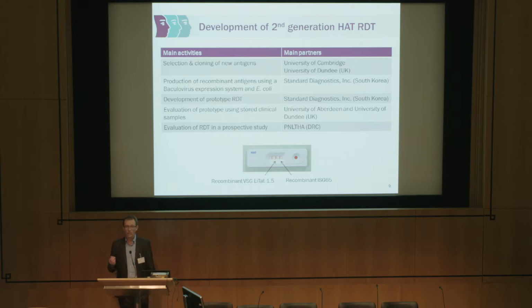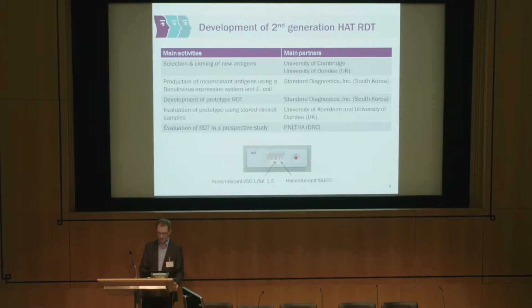So briefly, what we did to develop this second-generation test was first to select and clone new antigens, and that was done in collaboration with the University of Cambridge and the University of Dundee. Then produce recombinant antigens in South Korea at Standard Diagnostics, develop a prototype, which was then tested on stored samples at the University of Aberdeen and in Dundee. And finally, we conducted a prospective trial in the field to assess the performance of these tests, and this study was conducted in the Democratic Republic of Congo.